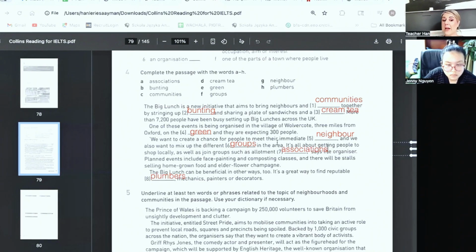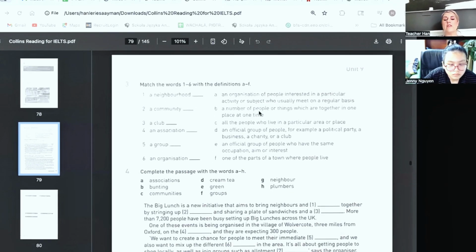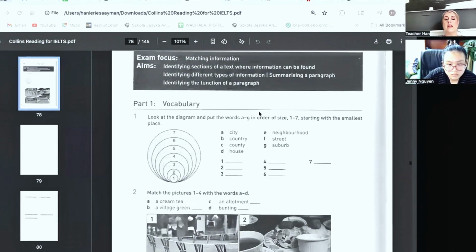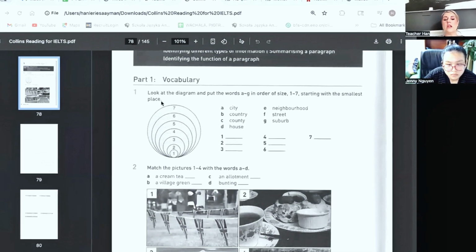Okay, do we understand them? Do you know what they mean? Are there any of these words you would like me to explain or elaborate on? Perfect. Okay, so these are the words we have done previously. Once again, now just briefly look at the diagram and put the words A to G in order of size, 1 to 7, starting with the smallest place. So we have a city, country, county, house, neighborhood, street, and suburb.